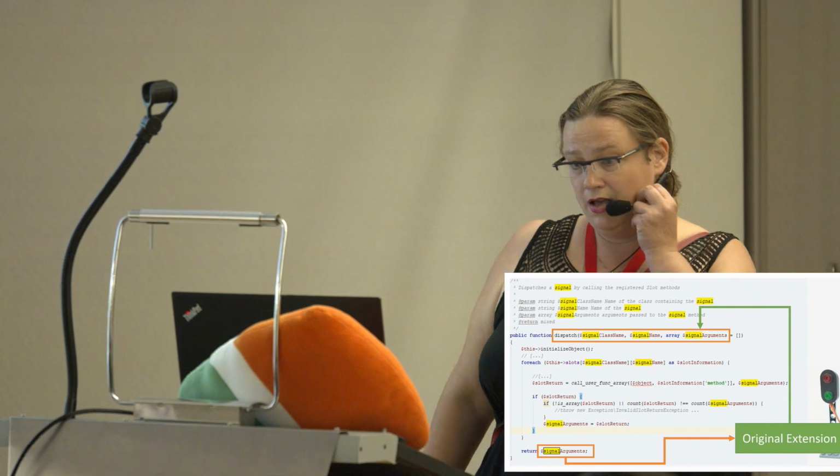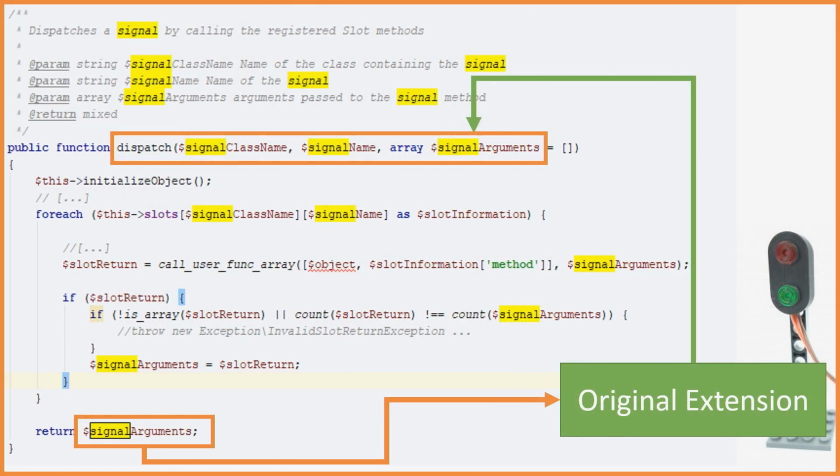So now we are looking under the hood of the signal slot dispatcher, as you can find it in the core. Just once more to have a look at how the information is flowing here. Of course, I shortened all of this. So the original extension is calling dispatch on the signal slot dispatcher, and it will get a return value, and it can decide whether it will be using the returned value or not.